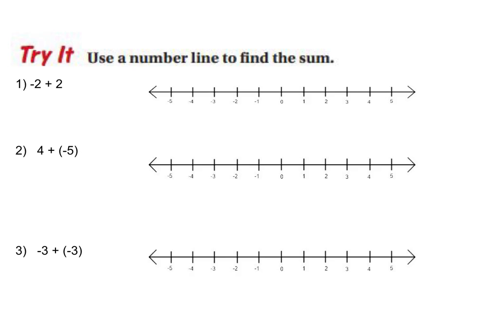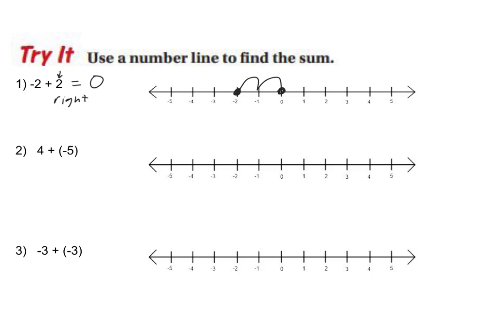All right, looking at this, -2 plus 2. We're going to start at -2. My second number is positive, so we're going to go right. How many times? 1, 2. And we end up right back at 0, right? In this case, 2 would be the additive inverse of -2.